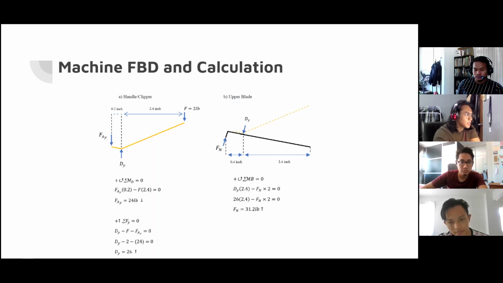And then we can count the force on the upper blade. So the upper blade consists of Fn, the normal force, and the dy going downwards. So using the moment at B, we can calculate the Fn, the normal force. So after some calculation, you can get the Fn, which is 31.2 pounds going upwards.